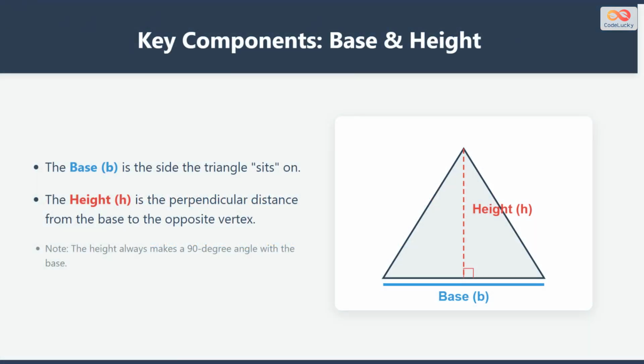Before we calculate, we must identify the key parts. The base, labeled B, is the bottom side the triangle sits on. The height, labeled H, is the straight line distance from the base to the top point. Crucially, the height always forms a 90-degree angle with the base.